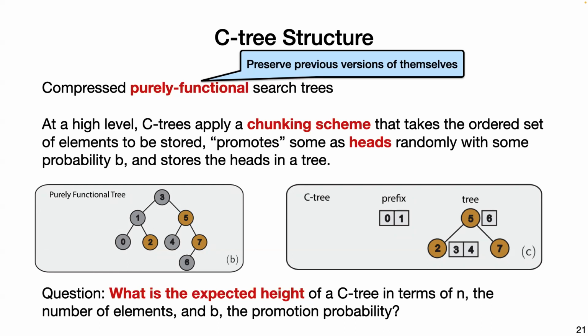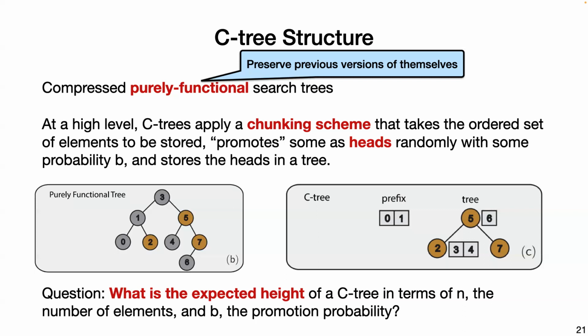And at a high level, they introduce these things called C trees, which, in my view, you can think of as cutting up the array. They tell you how to do it in the paper, but you take the entire sorted list of what you're trying to store, you flip coins, and the things that won the coin flip get promoted, and then you build a binary tree on the things that got promoted. Does that make sense?